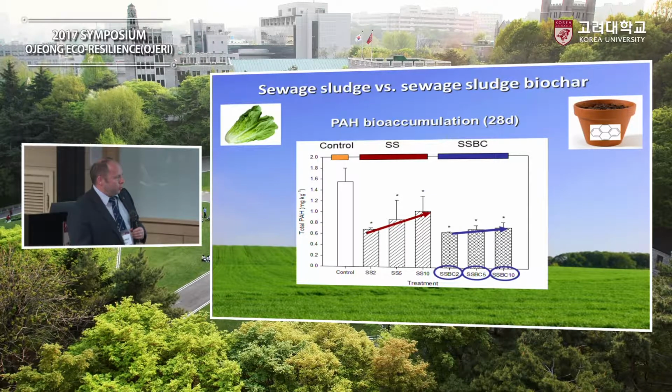The char amended soils, going from 2.5 to 10%, again we see this sort of leveling off. The PAHs have been basically destroyed when you produce the char, and so when you amend that char into the soil, you don't see this creeping up in the PAH levels.